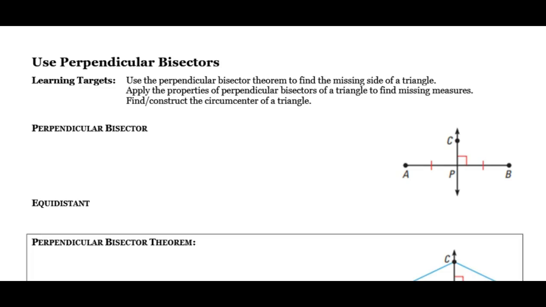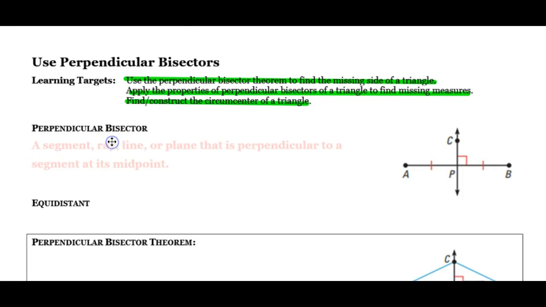All right, use perpendicular bisectors. So our learning targets are to use the perpendicular bisector theorem to find the missing side of a triangle, apply properties of perpendicular bisectors of a triangle to find missing measures, and to find or construct the circumcenter of a triangle. So first we need to understand fully what a perpendicular bisector is.